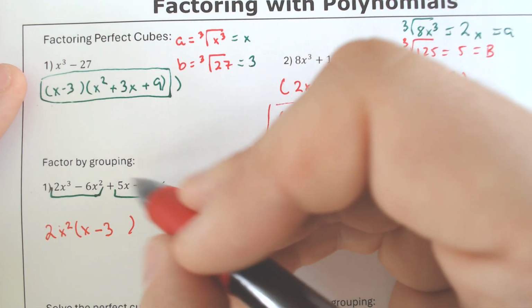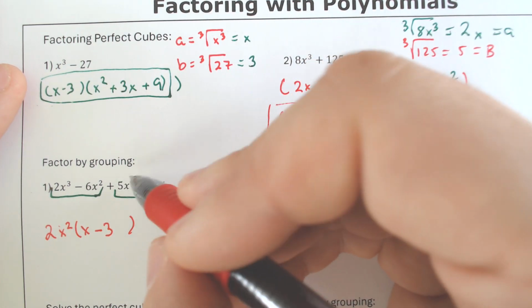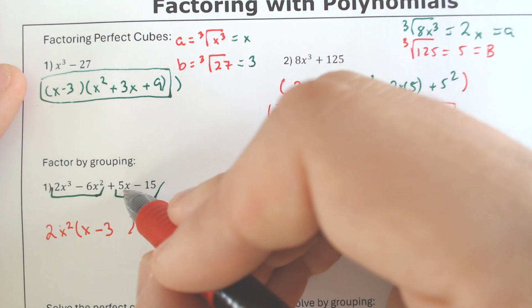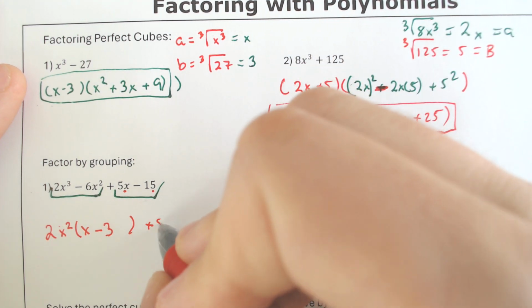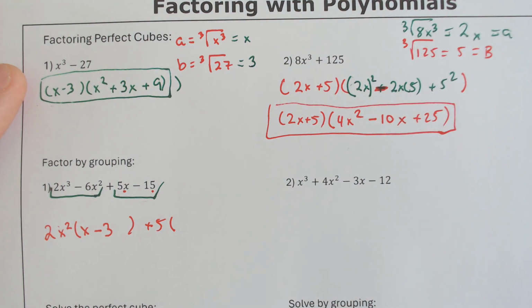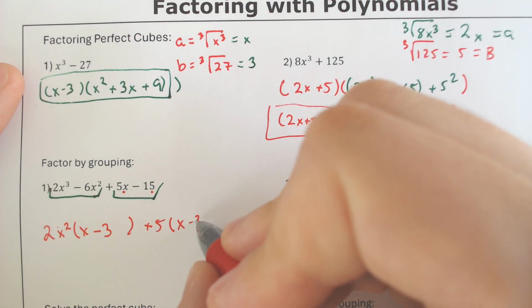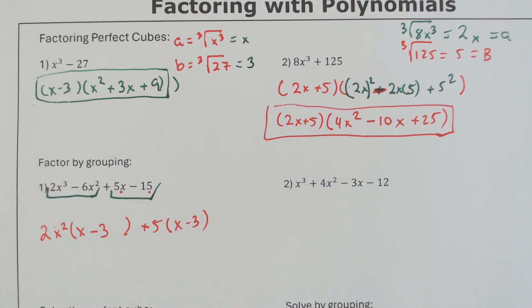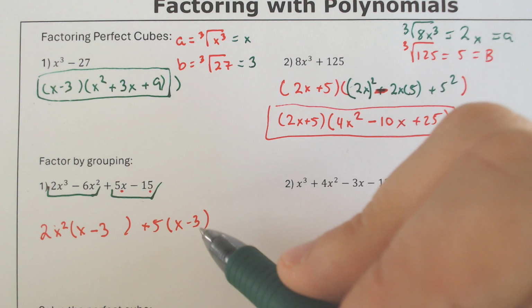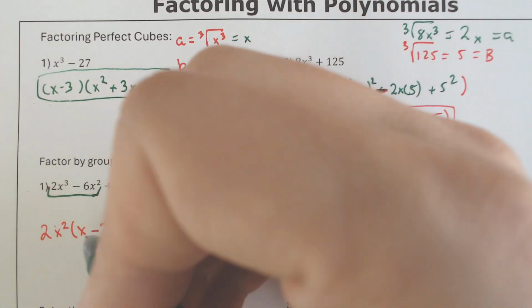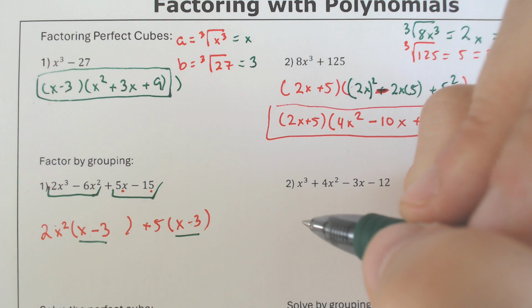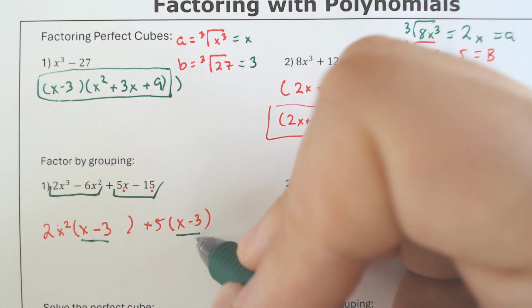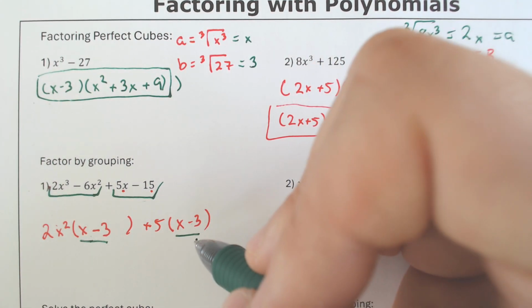And the next thing that I can divide by on the next grouping would be a 5. See how we got a 5x and a 15? They can both divide by 5. So I'm going to put a plus 5 because it's positive. And then I'm going to divide by x minus 3 here. Excuse me. Divide and get x minus 3 there. So if you've done it correctly, these parts right here will be identical, and they are. X minus 3 and x minus 3 is perfect.